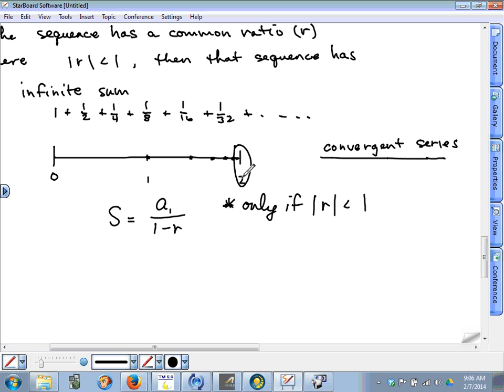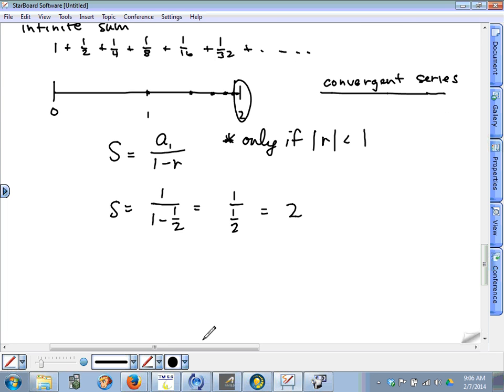Let's see if this formula would have given us the sum that we were talking about. The sum would be the first term, which in this case is 1, divided by 1 minus the common ratio, 1 minus 1 half. That's 1 divided by 1 half, which equals 2. So the sum formula would have given us that infinite sum of 2.